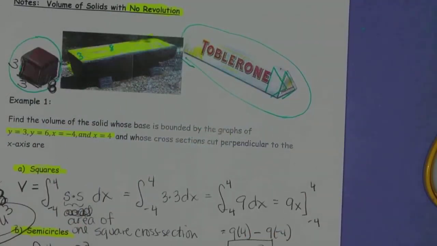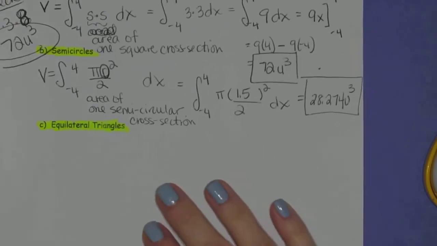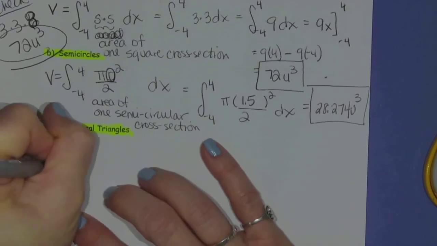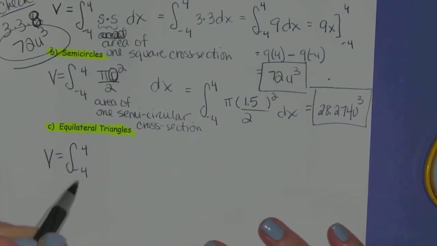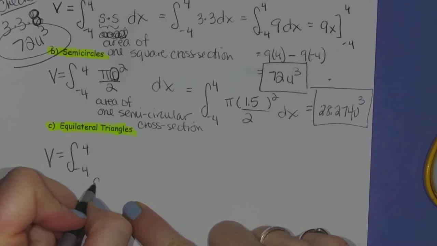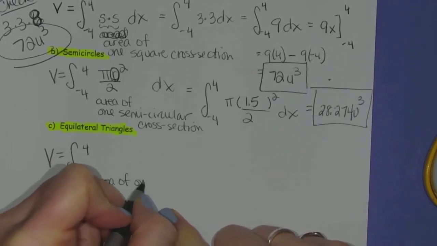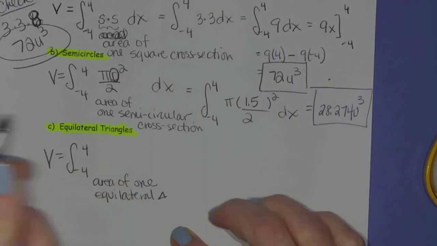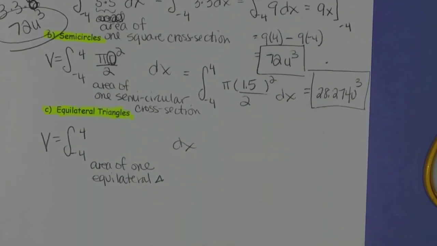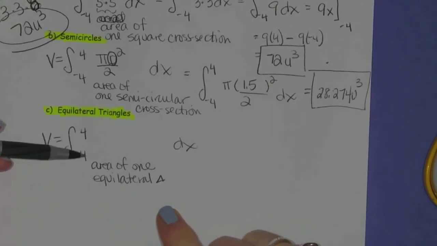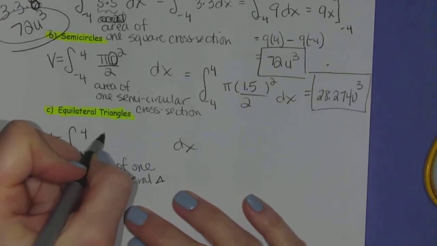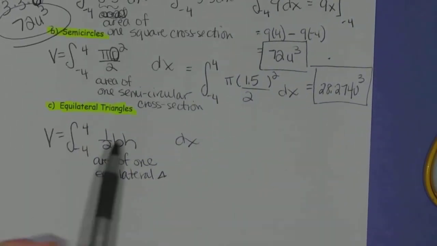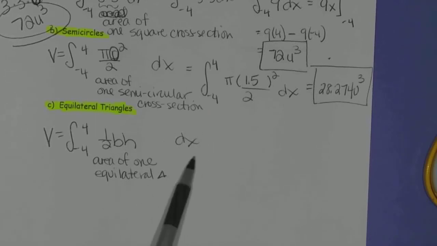So again, my setup is quite easy to start. I'm just going to do volume equals the definite integral from -4 to 4. That makes sure I get all of them. And then I need the area of one equilateral triangle dx. Okay? Well, the area of any triangle is just 1/2 base times height, right? So I'll just have to get the base and the height in terms of x.